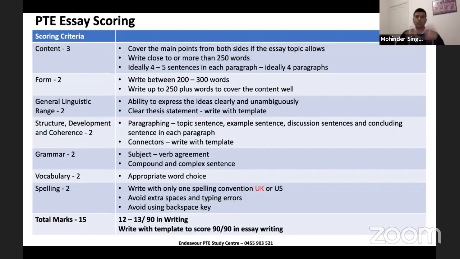But I'm just talking about what I think, my understanding of academic writing, having 8 bands in IELTS writing and a 79 plus score in PTE. This is what I have come up with. So try to discuss both sides if the essay topic allows you. If the essay topic does not allow you, don't discuss the negative side.